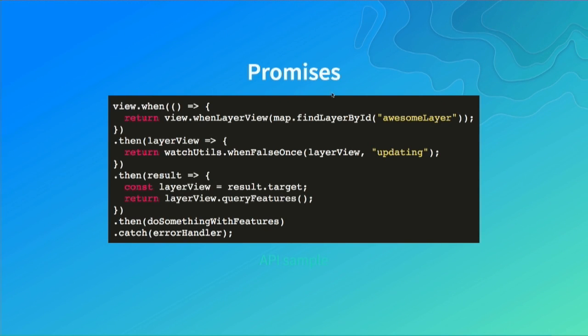Here's how you do this: a view.when. Then I get my layer view that returns a real promise. Now I can start using .then at this point, and I can chain my promises and do some pretty cool stuff.